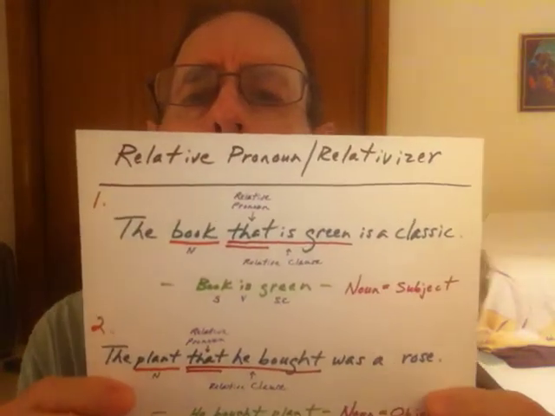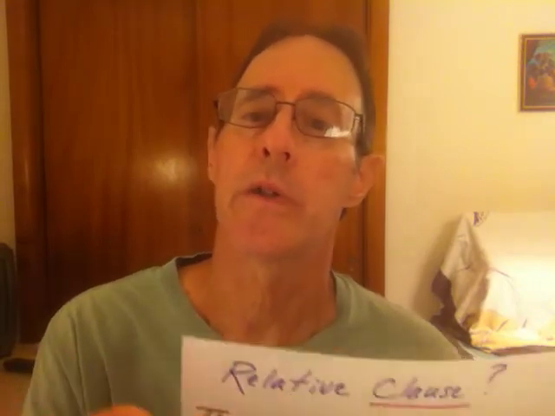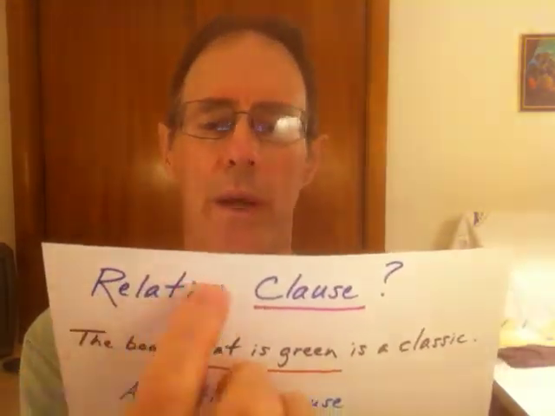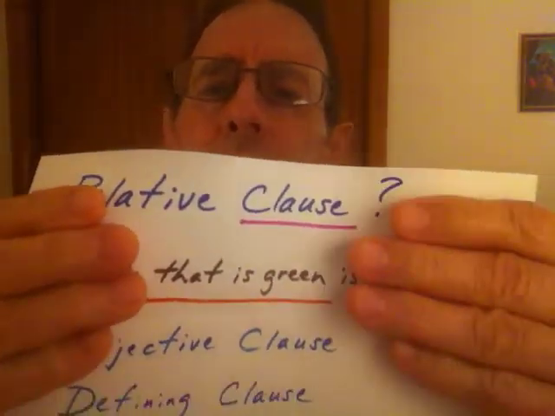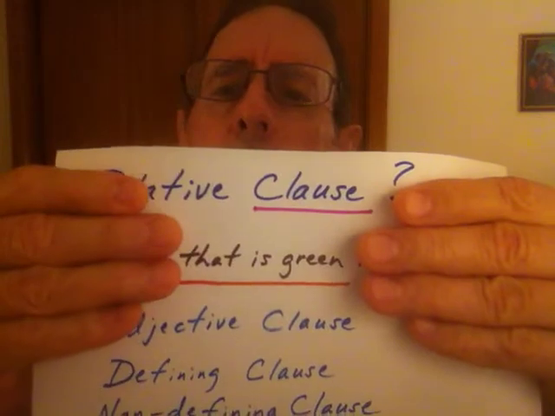The question is now, we looked at these sample sentences, okay? And at this point, if you're with me, we kind of don't think that the word that is a relative pronoun. But the question is the clause itself, is it a relative clause? The book, that is green, okay? That is green, is that really a relative clause?